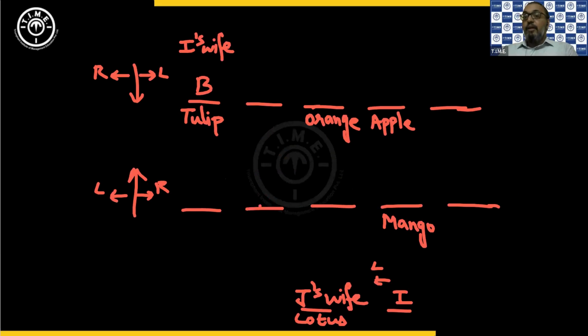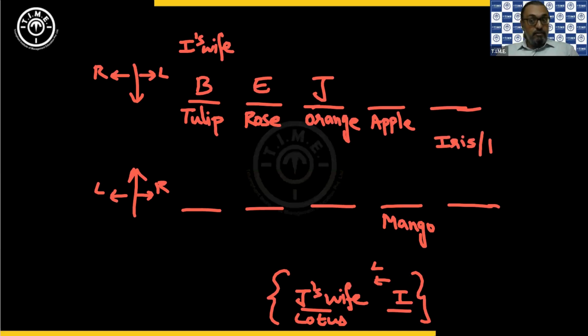Now here, you cannot have J again, because we know J's wife is north facing. So J has to be south facing. Now the only possibility is you give J as orange, and then you can have E and rose between B and J. Now that will fix iris and kiwi. So I can have iris or kiwi here, kiwi or iris here, because we had a condition that iris and kiwi are opposite each other. Earlier I could not fix, but now I can, because E and rose are fixed.